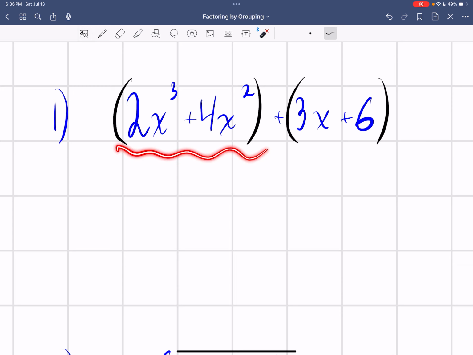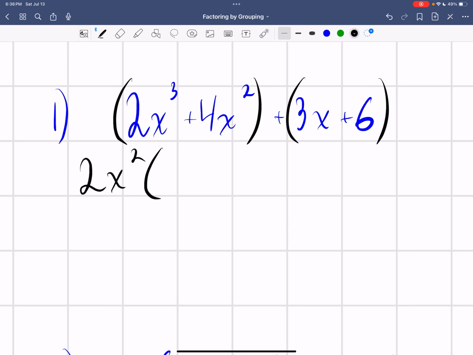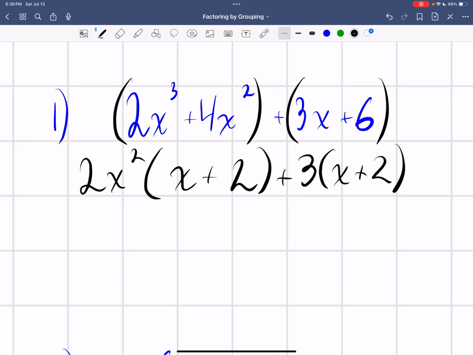So if we look at the first group, you'll notice that the greatest common factor here is going to be 2x squared. So we'll pull out 2x squared. And then what do we have left when we pulled that out? We have x plus 2. We'll do the same thing for the second group. The GCF for the second group, 3x plus 6, is 3. So we'll pull out a 3, and we get x plus 2.